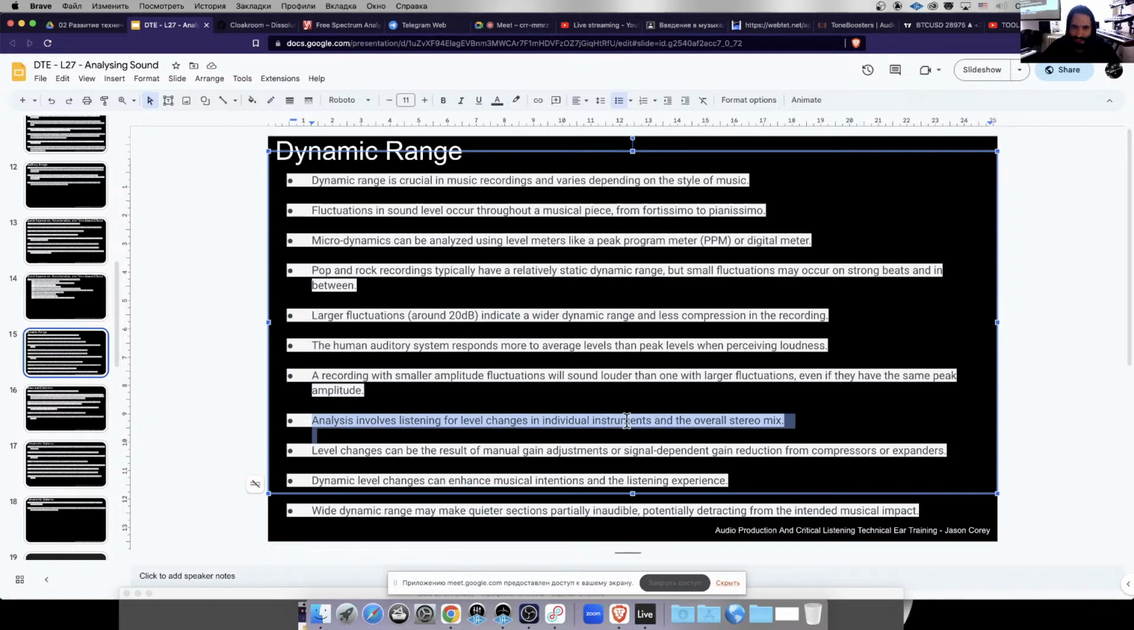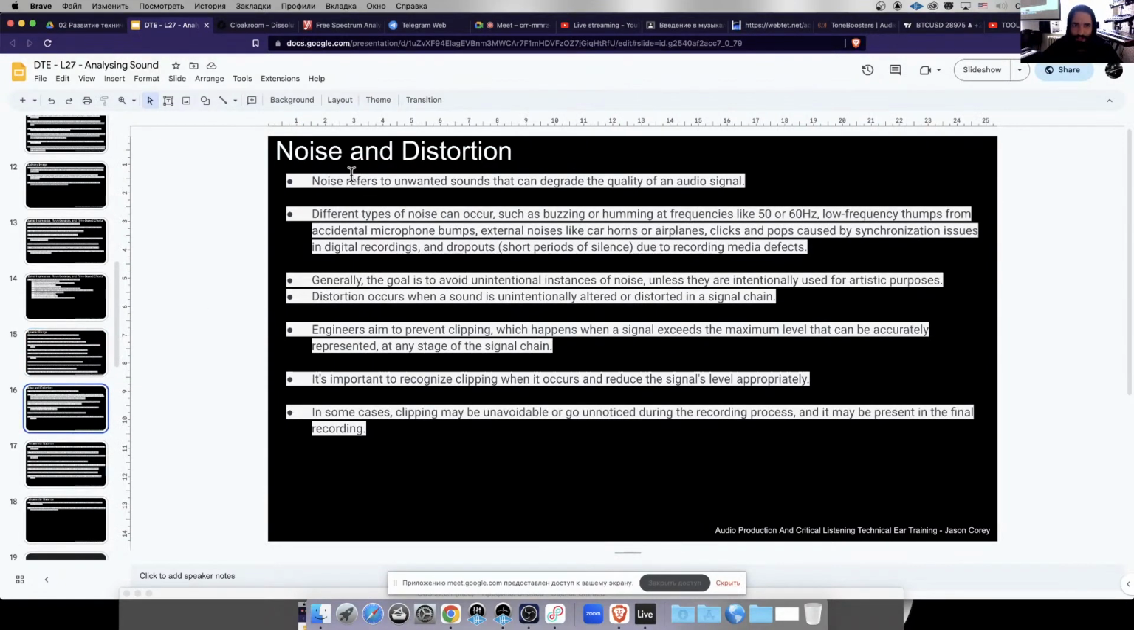Analyzing involves listening to level changes in individual instruments. Dynamic level changes can enhance musical intentions. We discussed this very much, that's why I'm skipping it quickly.